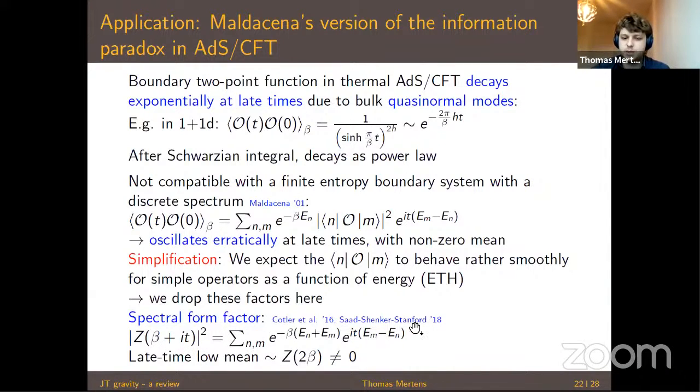Well, for a discrete system, it looks like this. This thing has a late time mean that is non-zero, which you can check explicitly. And this contradicts, again, this gravitational calculation. So I want to focus on the spectral form factor, which is a simplified version of the boundary 2-point function, because you basically drop this dynamical information and focus just on the energy statistics.